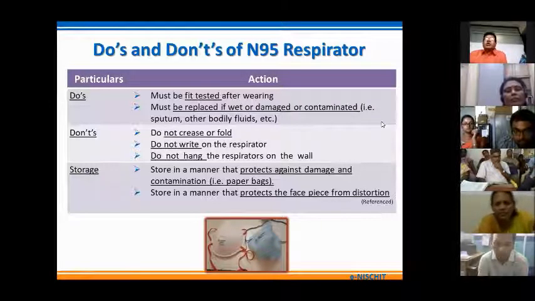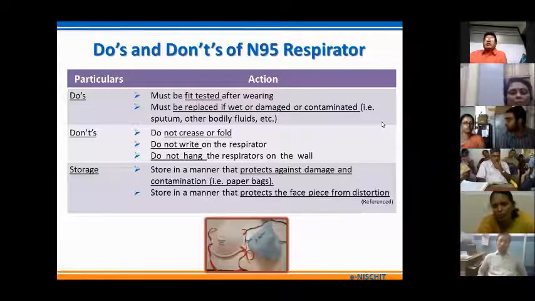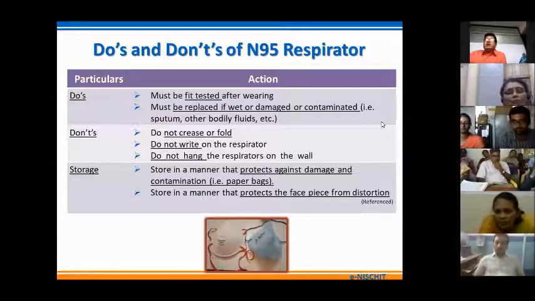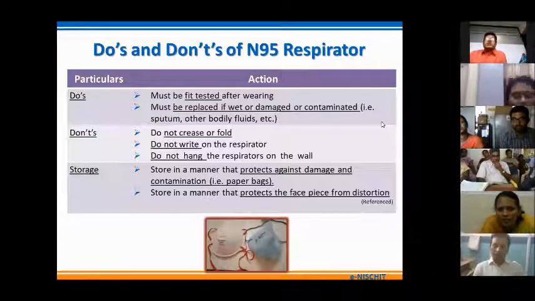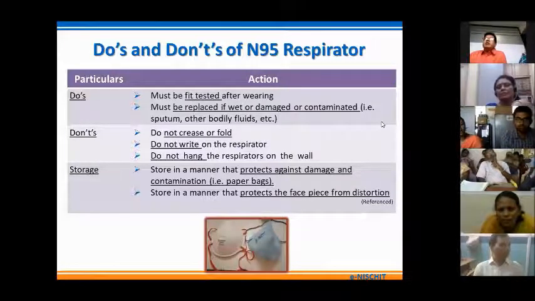So store it in a manner that protects against damage and contamination. Best is to put it in a paper bag and store it once it is dry. Store it in a manner that it protects the face piece from distortion. The face piece needs to be really protected. The moment you try to twist it or squeeze it, then there could be some cracks in that. So that would not be again safe for you.